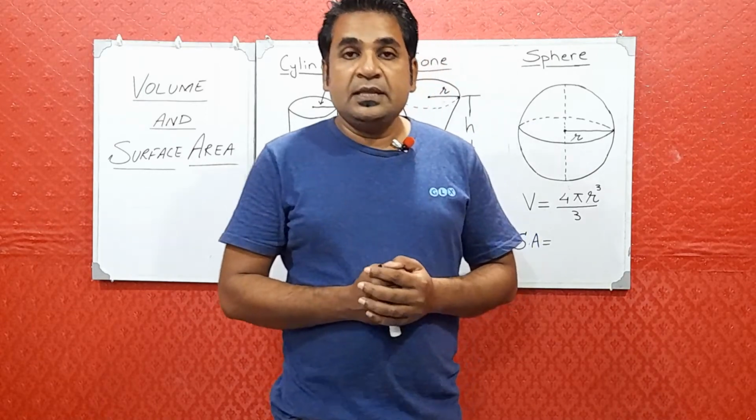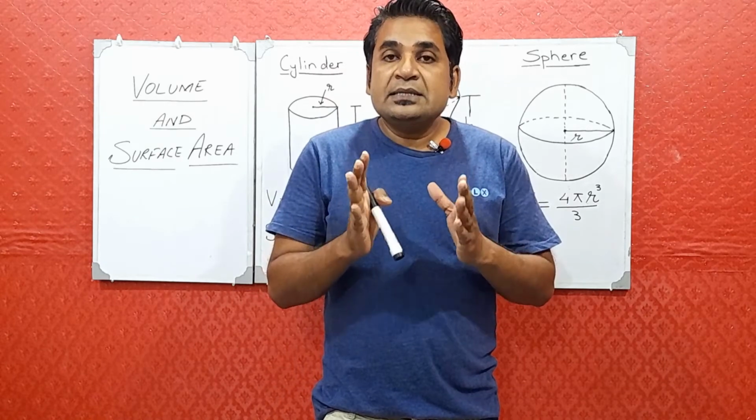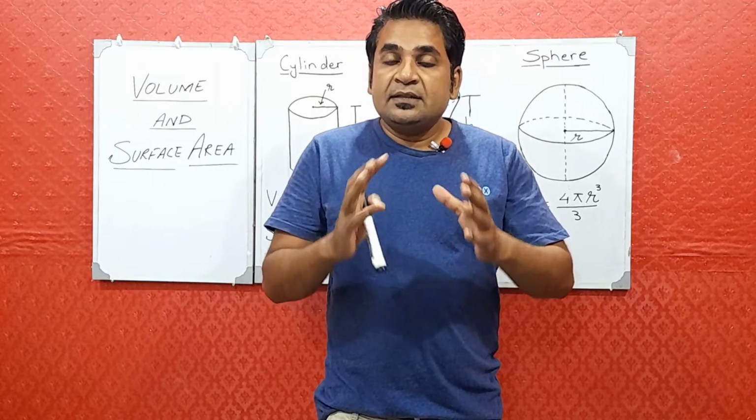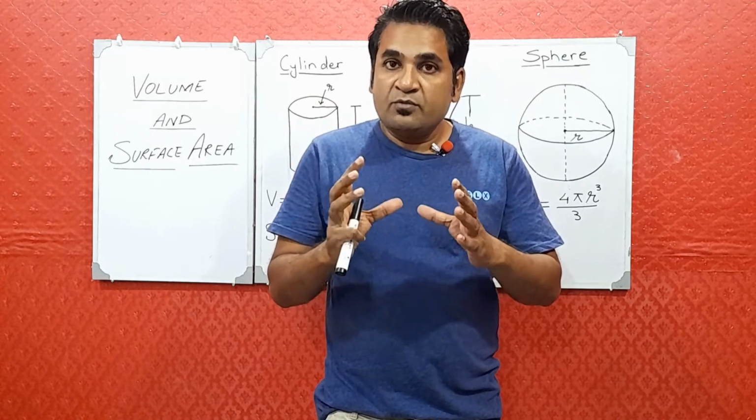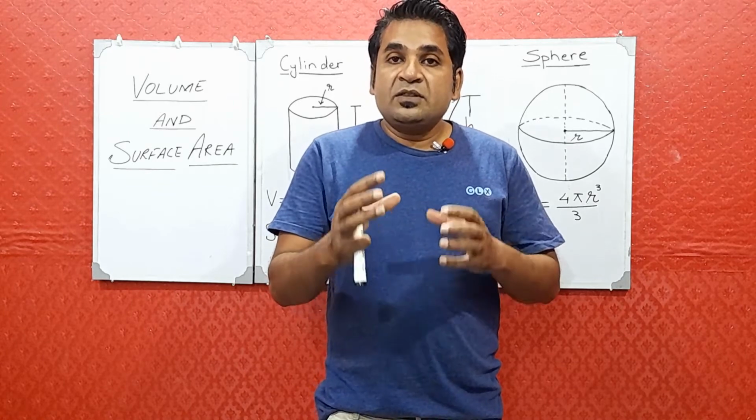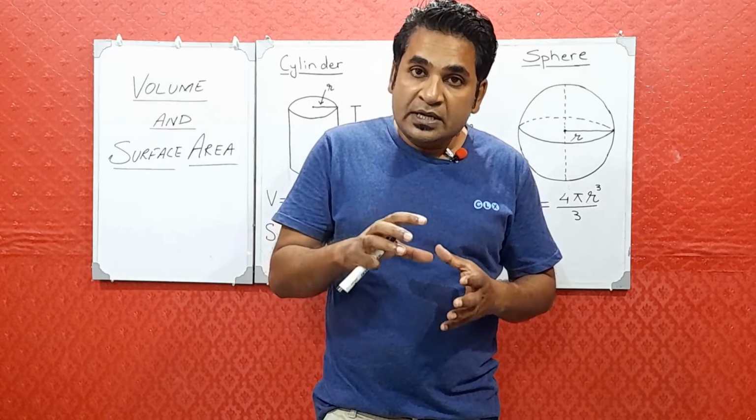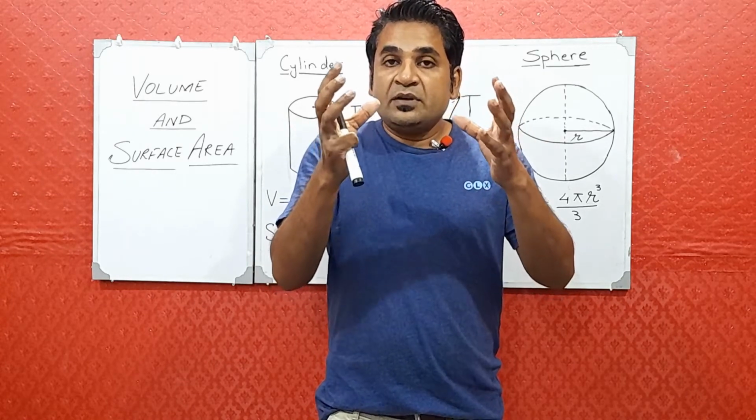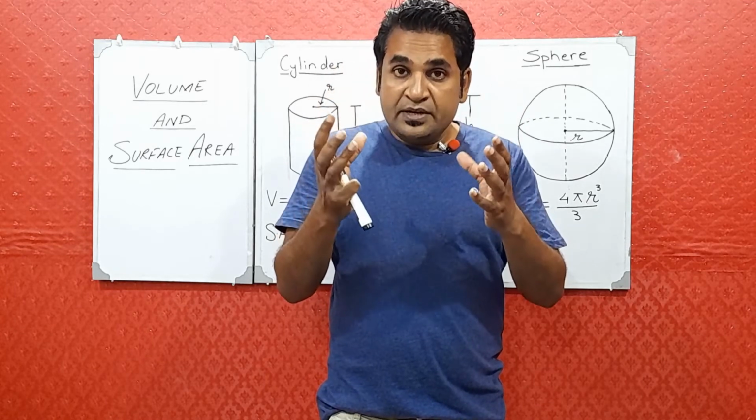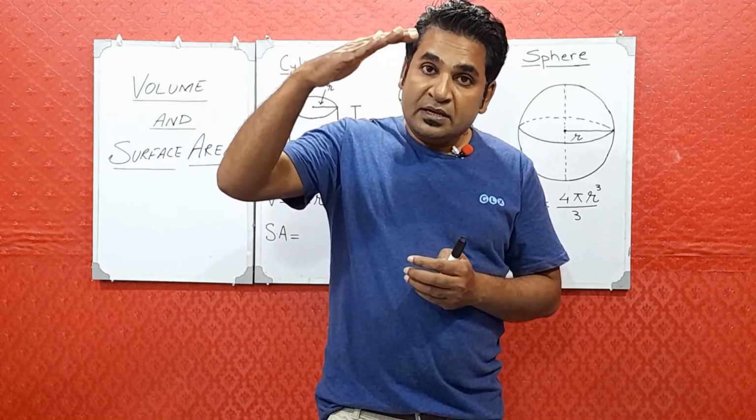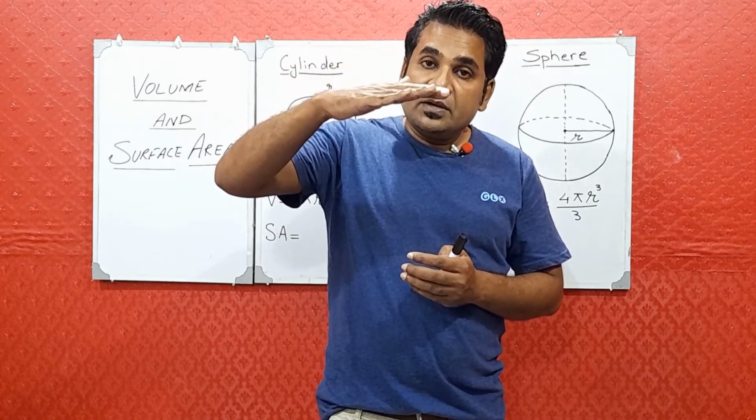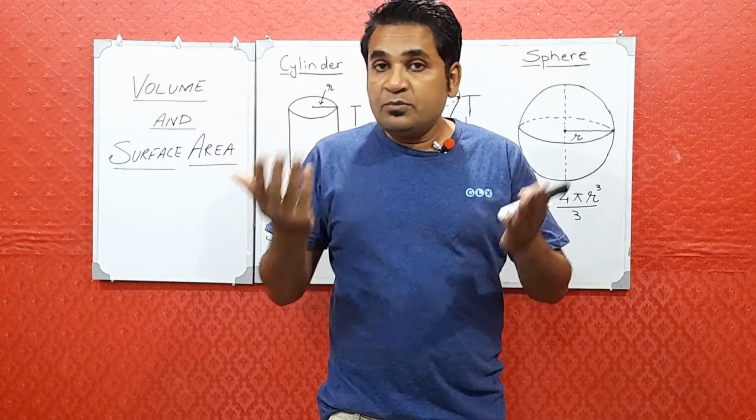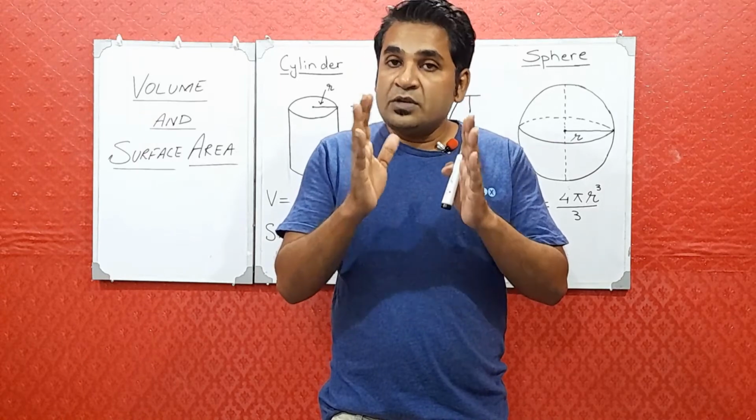I revise it for you once again. The volume depends on the size of the object. The larger the size, the larger the volume. The smaller the size, the smaller the volume. It doesn't depend on whether the thing is filled inside or not. Like in the cylinder case or cone case, whether they have a cap on, in the cylinder case both ends, or in the cone case one end, or they are not having any cap, the volume will not change. Volume will remain the same.